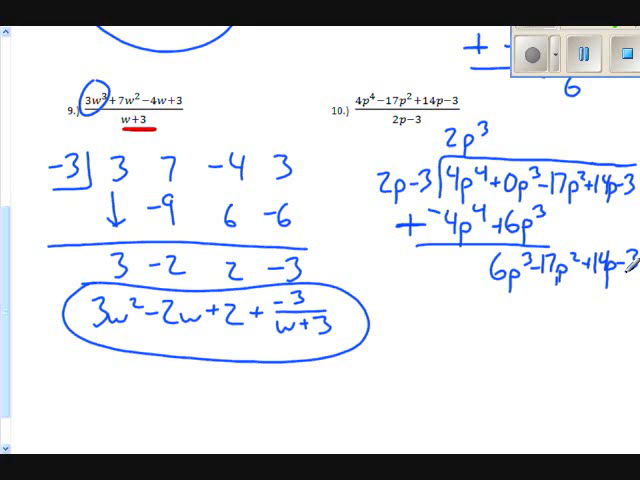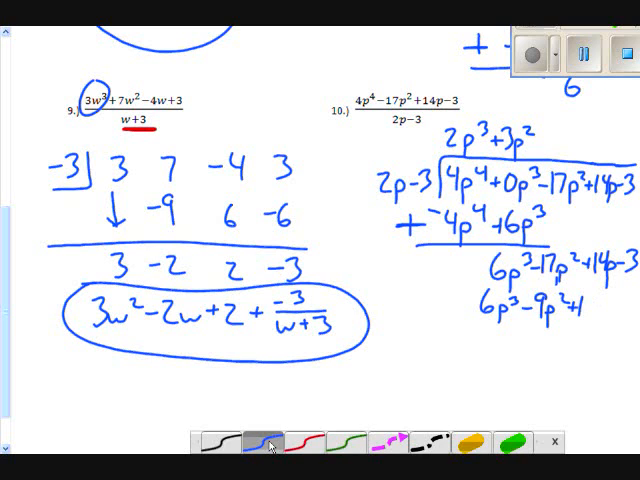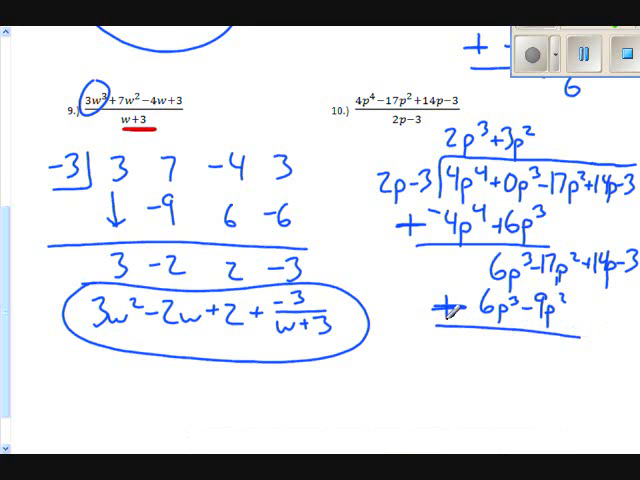So now 2p times what will give me a 6p to the third? A positive 3p squared. So now I multiply. That's going to be 6p to the third minus 9p squared. Now I'm subtracting, which remember is the same as adding the opposite. So I add straight down. That's going to give me a negative 8p squared. The plus 14p drops down. The minus 3 drops down.